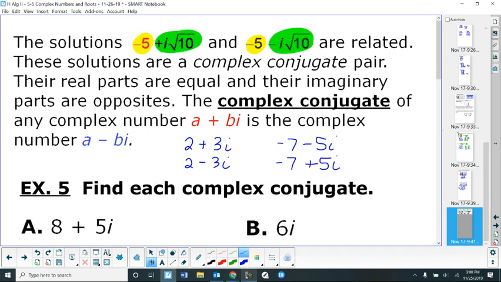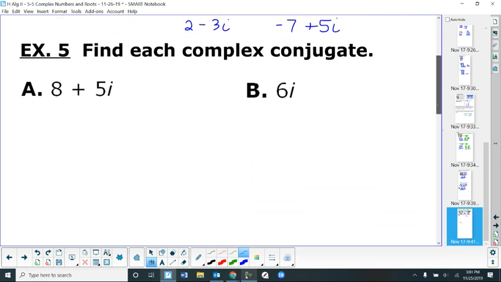We're going to use these a lot in the coming weeks. So when it says find the complex conjugate, it just wants the other piece. So you have 8 plus 5i. So the complex conjugate would just be 8 minus 5i. So the real part stays the same. The imaginary part changes in sign.